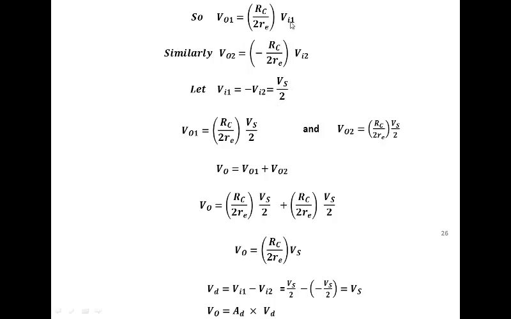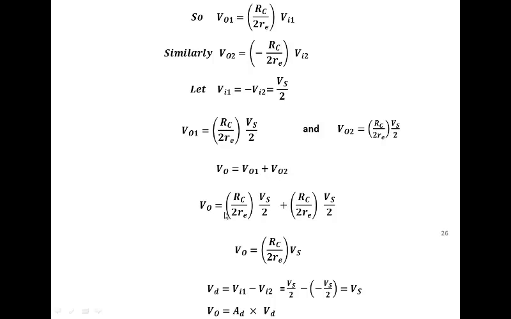Then V out 1 would be equal to RC divided by 2 RE into Vs by 2, and V out 2 would be equal to minus Vs by 2, and this minus becomes plus, so this also becomes plus RC over 2 RE into Vs by 2. So if I have arrived at the outputs due to the individual inputs, then the total output would be, by superposition, the sum of these two outputs, V out 1 and V out 2.